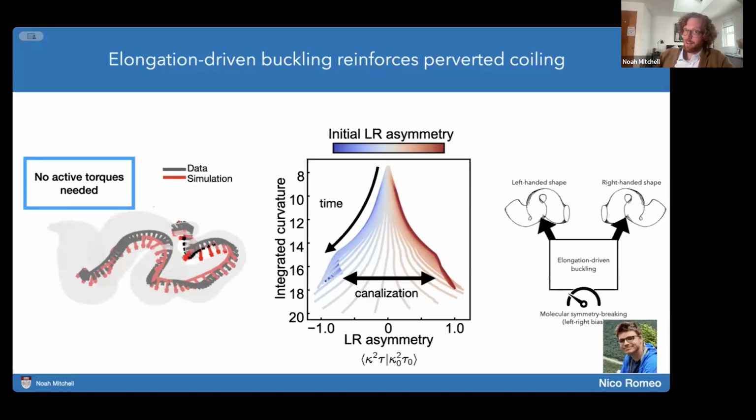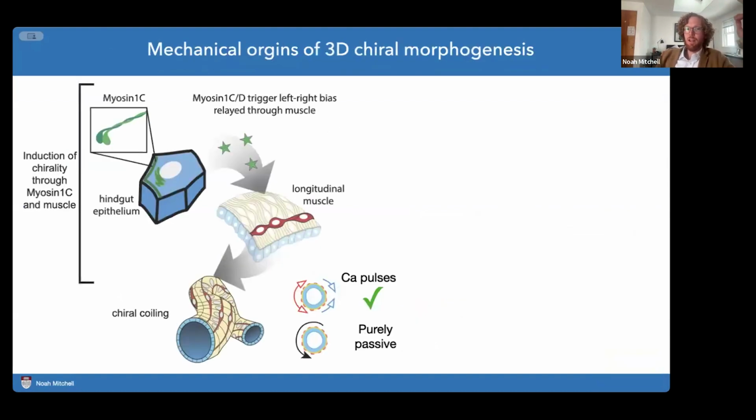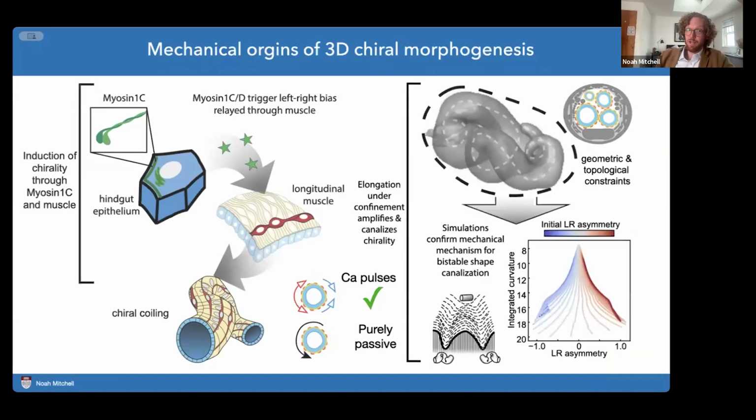What we can see from these very simple-minded simulations is that we get very similar twisting of this model rod without any active twisting, just bending and some initial bending and then amplification under confinement. And so this is the punchline of the talk, that we have myosin 1C dependent chirality determination in a different organ, in the posterior, in the hindgut, that through these longitudinal muscles determines the chirality of the midgut.